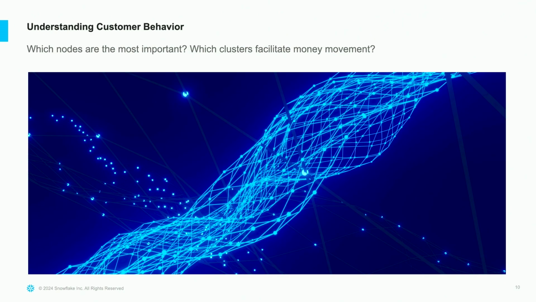That's the main idea. And here, understanding customer behavior means that we want to map which nodes are most important, and which customers are facilitating money movements. That's the big picture idea.